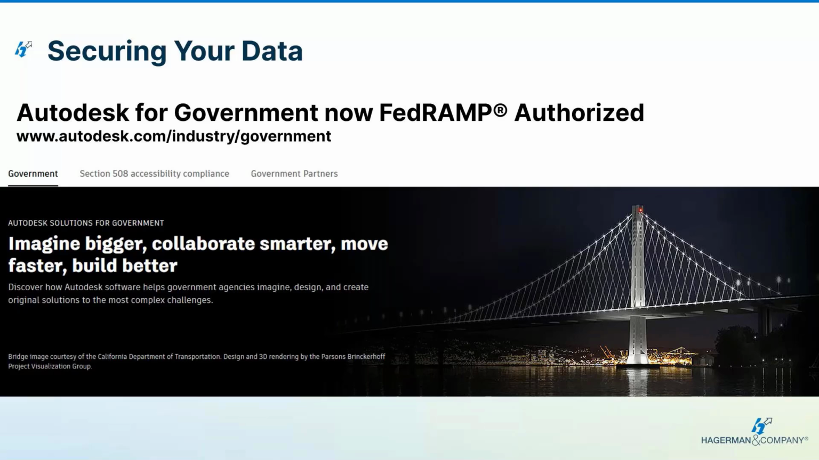For more information, you can visit the website shown here. There you will find an overview as well as Section 508 accessibility compliance within Autodesk products. You'll also have access to the partner locator, which includes Hagerman & Company, along with a list of special purchase programs for federal, state, and local governments within the U.S.